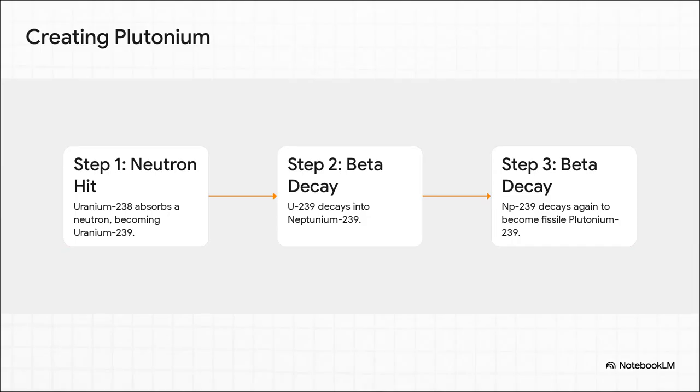But that really common U-238 isn't totally useless. It's actually got a neat trick. Inside a reactor, it can absorb a neutron. Then it undergoes a couple of beta decays. That's where a neutron inside the nucleus literally turns into a proton. This process actually changes the element itself, first into neptunium and then into fissile plutonium-239. So in a way, nuclear reactors can actually breed new fuel while they're running.